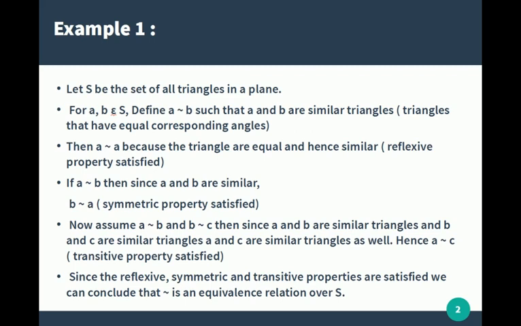Now assume A is related to B and B is related to C. This means that A and B are similar triangles and B and C are also similar triangles. Hence, A is related to C. Since the reflexive, symmetric and transitive properties are satisfied, we can conclude that tilde is an equivalence relation over S.